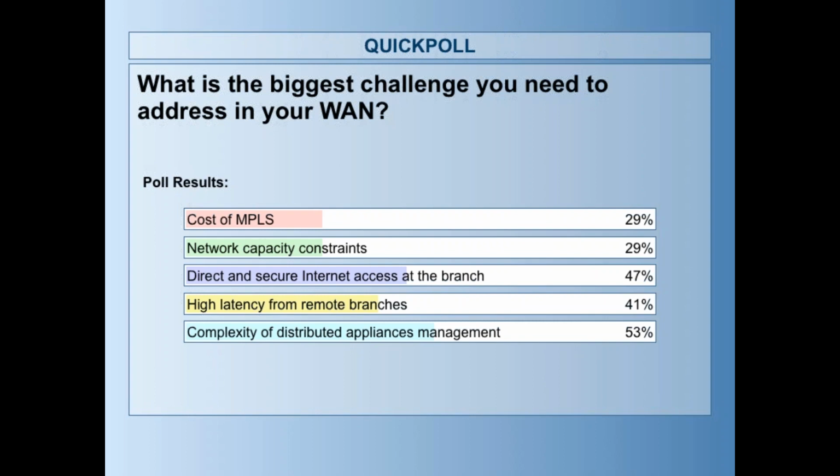High latency is typical for a global wide area network environment, especially when you use multi-site VPNs. So your traffic is traveling over the open internet where there is no guarantee of SLA or latency. And finally, just managing all this distributed infrastructure is very difficult. So, pretty good representation of all the different challenges that we highlighted.